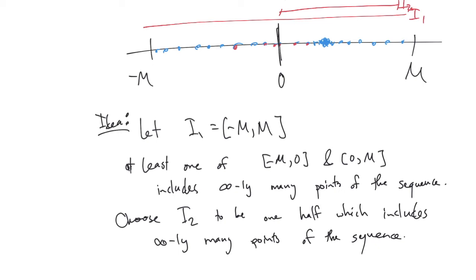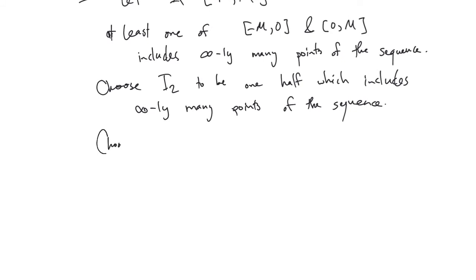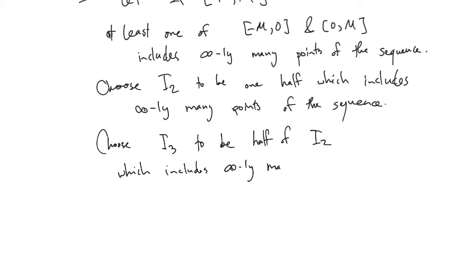And then you continue this procedure. You divide the interval in half every time. And it always must be true that there are infinitely many points on one or the other half, right? Because there's always infinitely many points in the interval to begin with. In this case, I3 would be this side because it's the one which contains infinitely many points of the sequence. So I'm going to also choose I3 to be half of I2, again, which includes infinitely many points of the sequence.